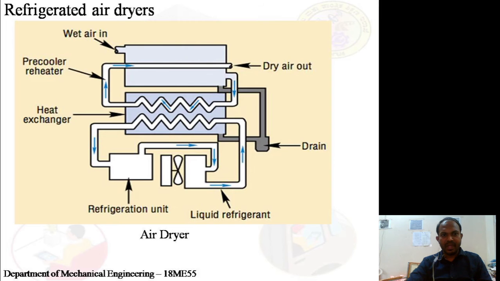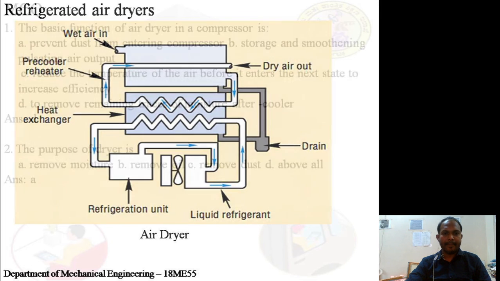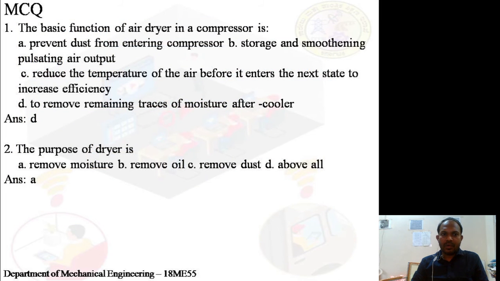Now there are a few MCQ questions which I wanted to discuss. The basic function of the air dryer in a compressor: first one, is it to prevent the dust from entering the compressor? No, it is not to prevent the dust. To prevent the dust, a filter is used before the compressor.